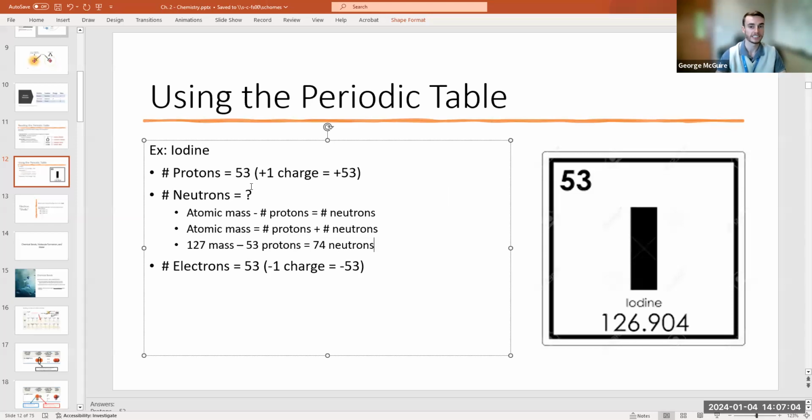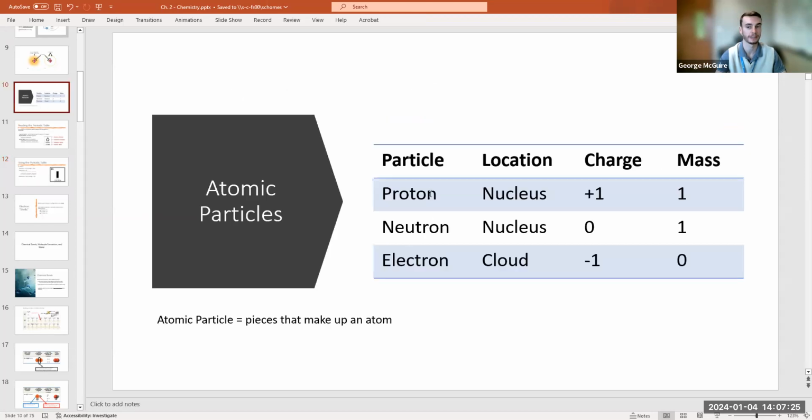So the only subatomic particles in this, or in any element that carry mass, are going to be the protons and neutrons. And so if we've already determined the number of protons from our atomic number, we can then just subtract that number from our atomic mass, and we know that there must be 74 neutrons left to give us that total mass, right? So protons and neutrons both carry a mass, and they are located in the nucleus, or the center of the atom.